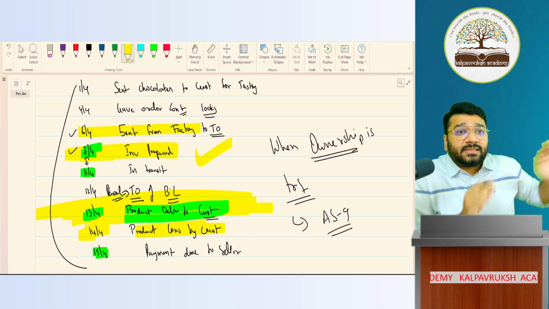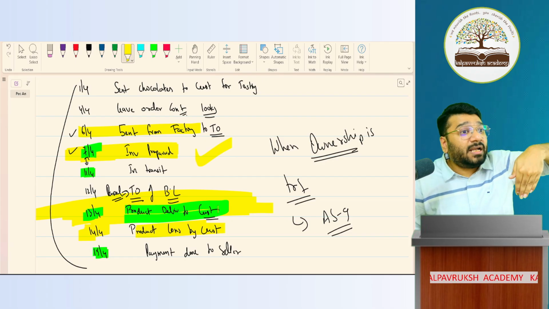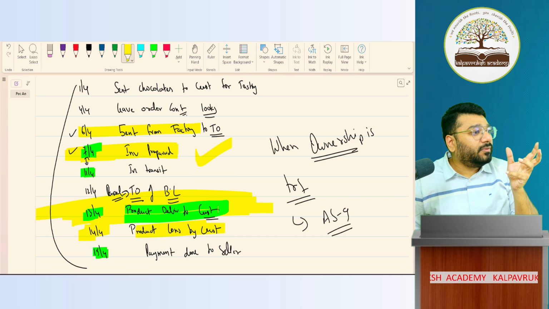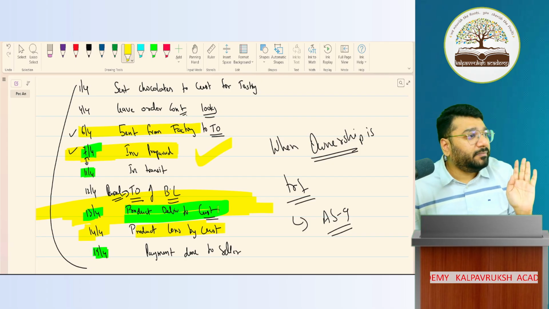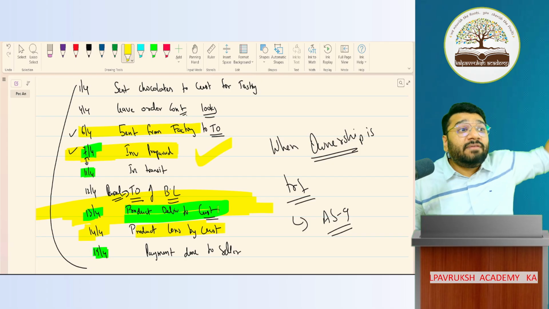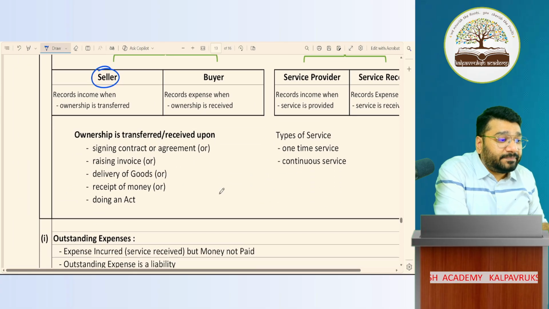What I'm telling is just a simple understanding. In intermediate, we'll understand this in depth. There are a lot of problematic areas, which I'll discuss in AS 9. Now I'm keeping it very simple. I'm a seller. When should I record the sale? Only when the ownership is transferred. At what point of time is ownership transferred?